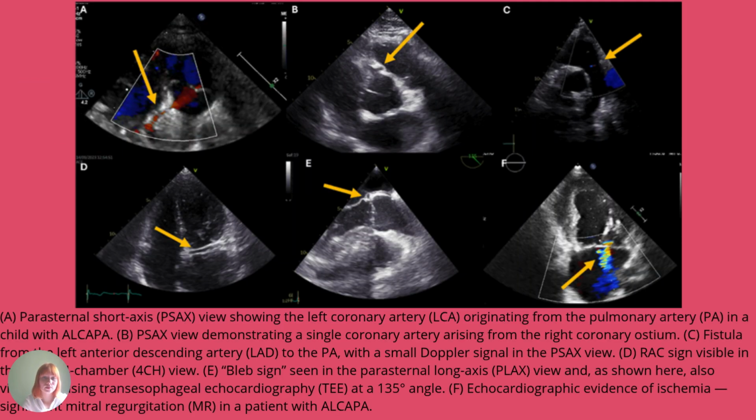Here are some images of the artery anomalies, especially with the Doppler technique. The first one, A, for example, is showing the left coronary artery originating from the pulmonary artery.